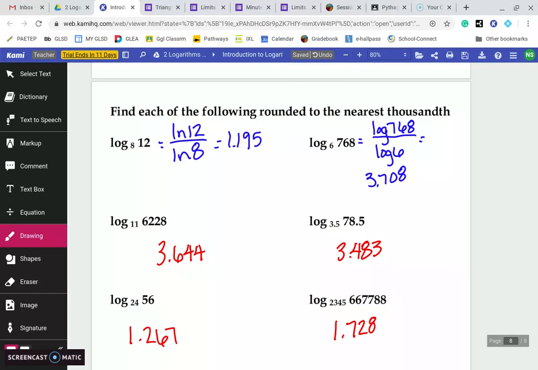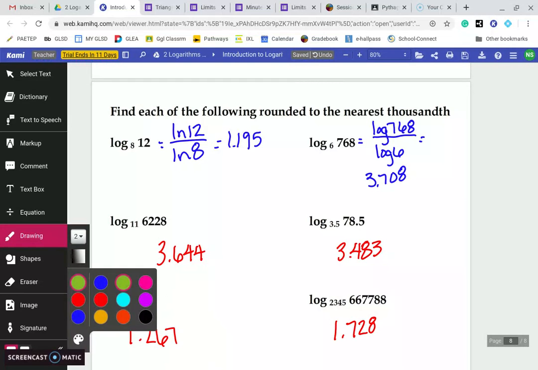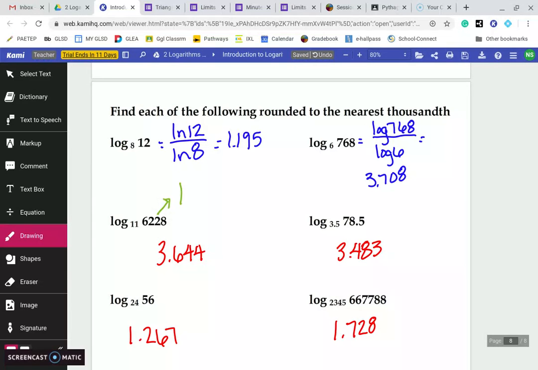Now, don't forget what you're finding. You're going to hear me say this over and over, but logarithms are exponents. So just for example, what is this one asking? This one is saying 11 to the what power is going to give me 6228. Well, that exponent is 3.644. And you can test it on your calculator if you want. But that is saying that 11 raised to the 3.644 power is going to give me 6,228. So that's what logarithms are. They are exponents. They're telling me what exponent the base needs to equal the argument.